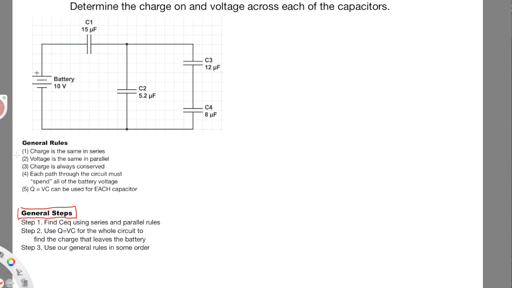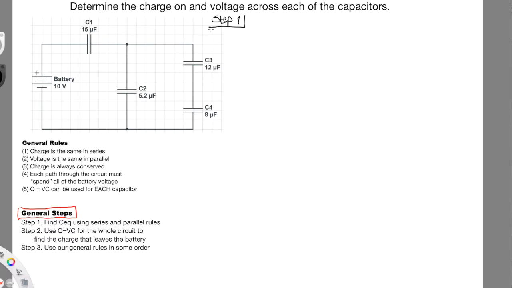One is that charge is the same in series. Two is that voltage is the same in parallel. Three is that charge is always conserved. Four is that each path through the circuit must spend all of the voltage that you get from the battery. And five is, again, Q equals VC, and we can use that separately for each individual capacitor. So let's work through these one at a time, with the first step being find the equivalent capacitance.